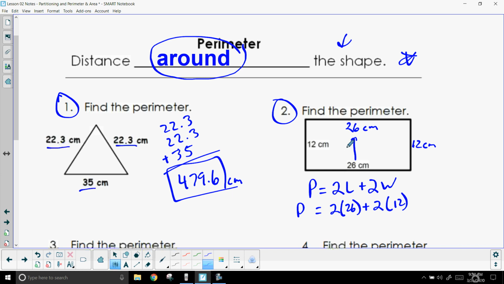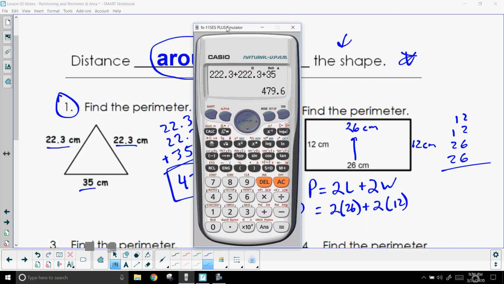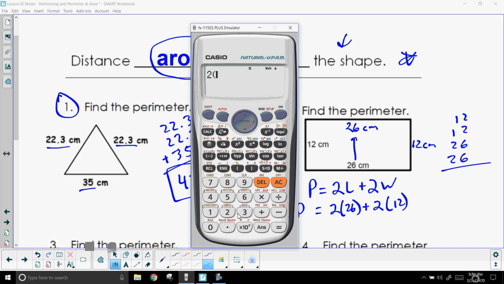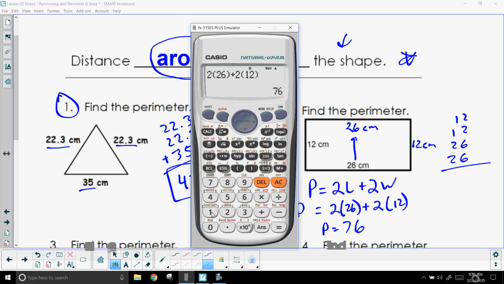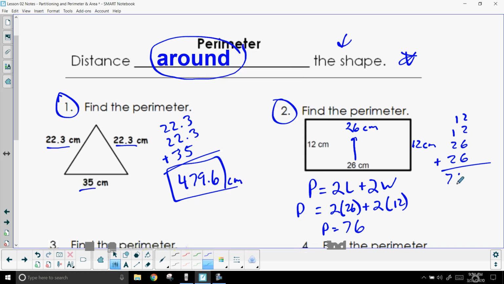So either way, you can sit there and add all these up. 12, 12, 26, 26. It won't matter. We'll all get the same answer. And again, if you wanted to use your handy dandy calculator, 2 times 26 plus 2 times 12, and we get 76. And just to prove a point, 12 plus 12 plus 26 plus 26, and indeed we get 76. Either way is fine with me.